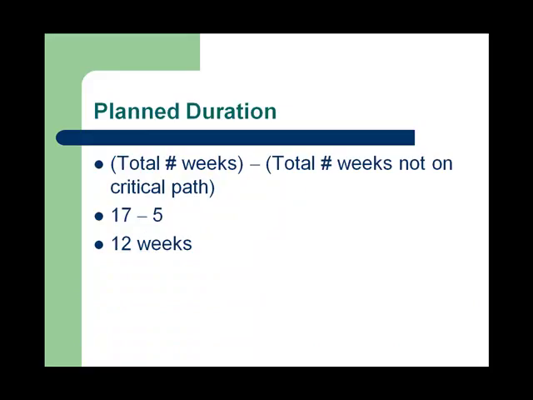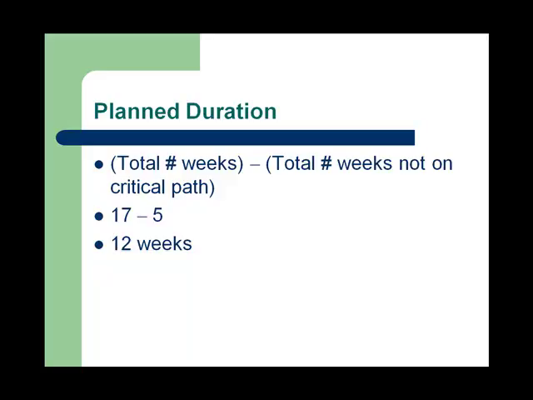Planned duration. The planned duration takes the total number of weeks, which is 17, and subtracts the total number of weeks not on the critical path, which is 5. Activities C and G were not on the critical path, and their duration total was 5. Therefore, the planned duration, 17 minus 5, equals 12 weeks.